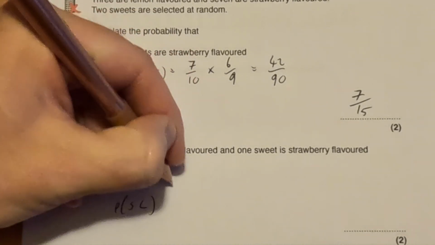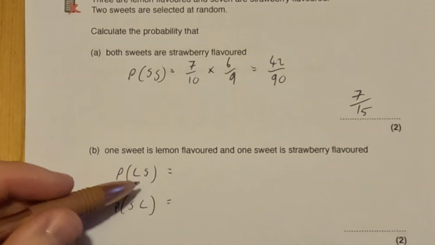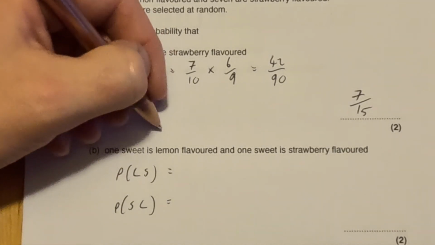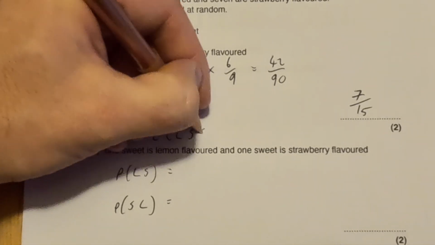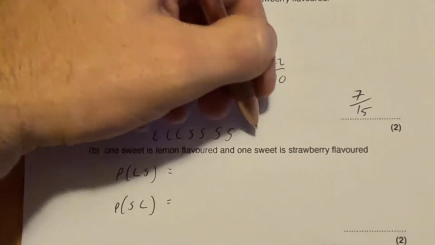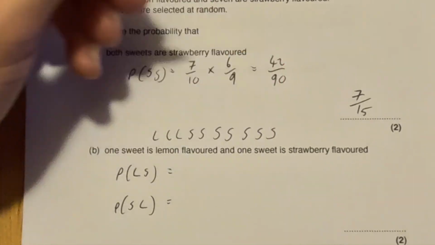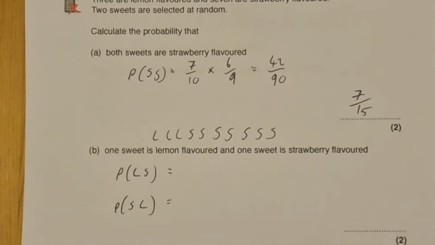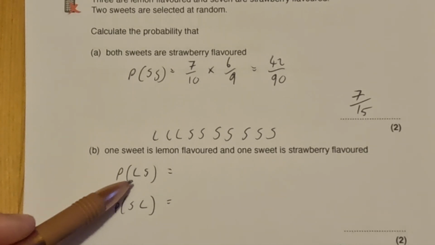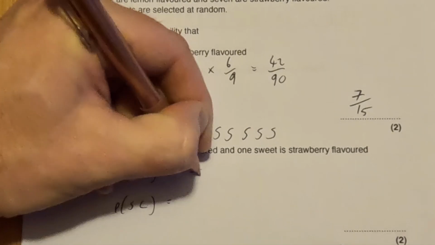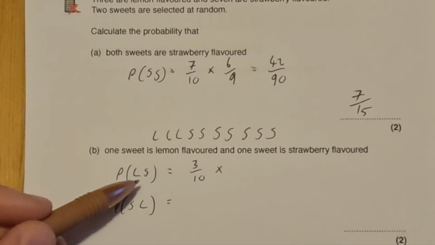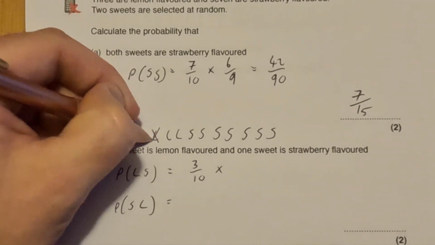Okay, so let's start off by looking at the probability of a lemon and then a strawberry. So remember we had 3 lemon sweets and we had 7 strawberry sweets. So we had 10 sweets altogether. And the probability that the first one picked at random would be a lemon sweet would be 3 out of 10, so 3/10. And then we're going to multiply that by the probability of the second one being a strawberry sweet. So one of the lemon sweets has been taken at random.